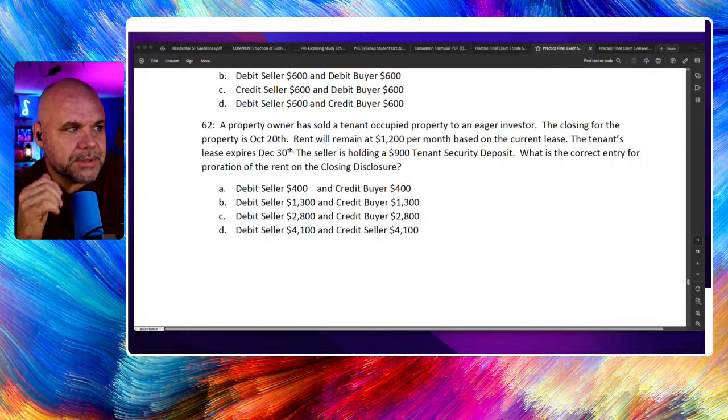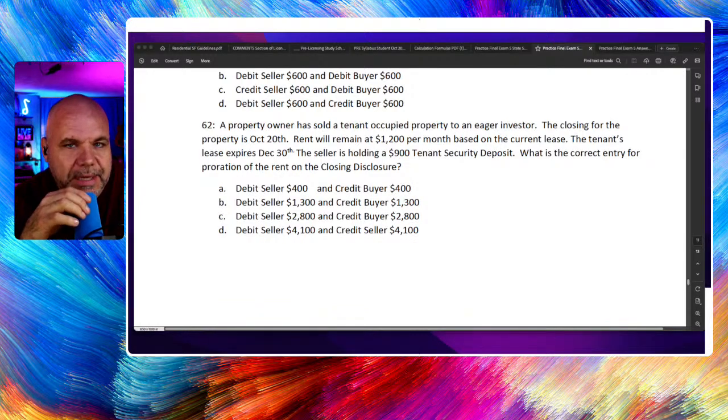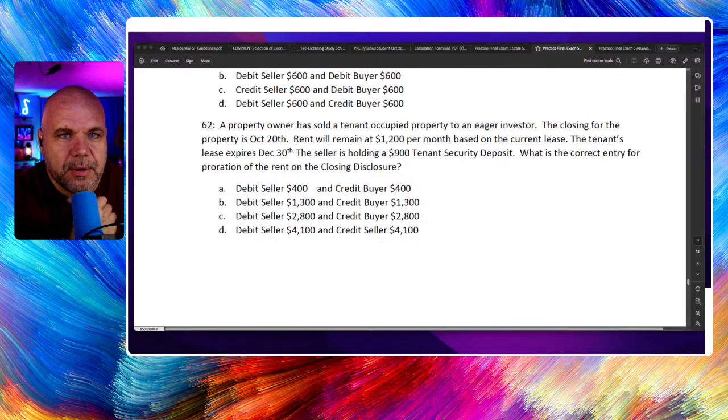So, number 62, a property owner has sold a tenant occupied property to an eager investor. The closing for the property is happening October 20th. Rent will remain at $1,200 per month based on the current lease. The tenant's lease expires December 30th. The seller is holding a $900 tenant security deposit. What is the correct entry for the proration of the rent on the closing disclosure?